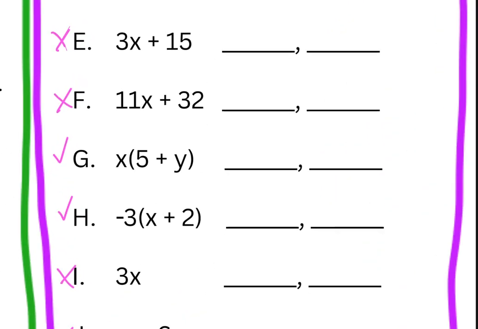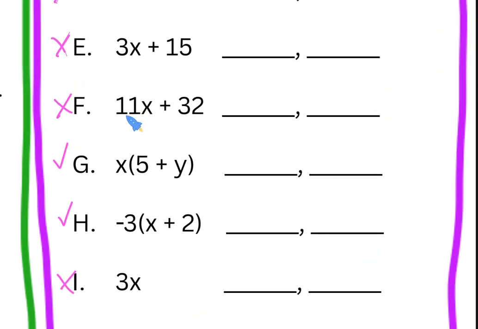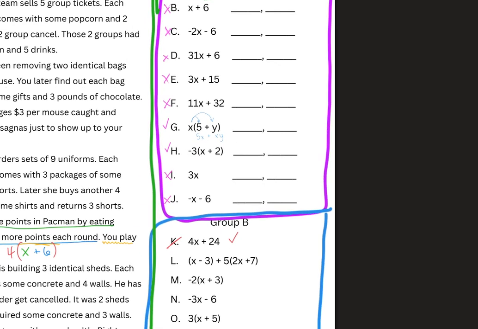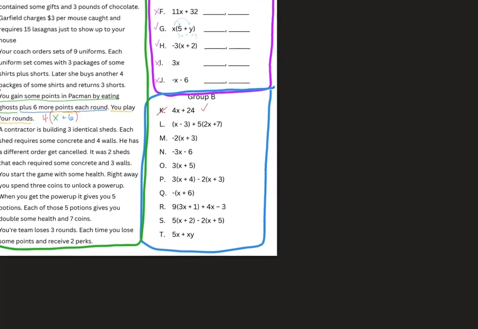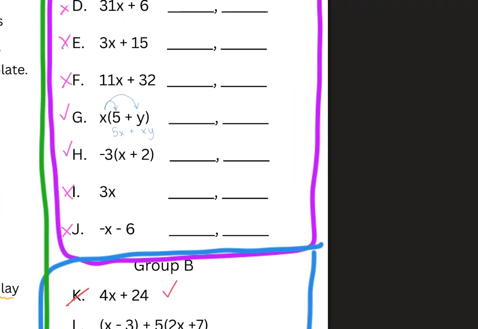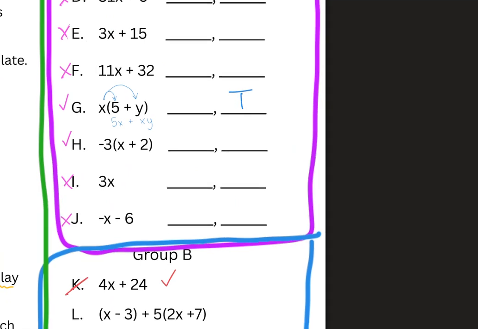Anyway, how do I know? Well, look, can you actually add 11x and 32? No. Can you actually do anything here? Yeah, you can distribute that x to get 5x plus x times y. And we can go down here and look for that. 5x times x times y, that's t. So we can slap a t right there.